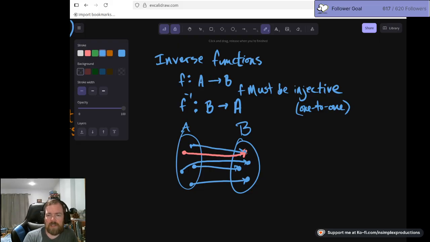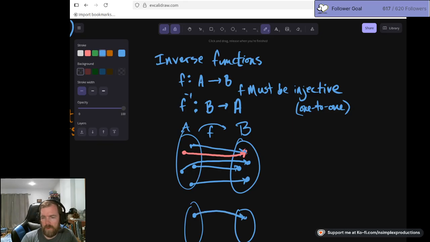But the problem is that if we try to reverse this, again, this being our f, if we try to reverse the process and swap these around, make it set B and set A, then we're going to have one element at the top there, which is then going to map to two separate elements in A. And that is not allowed. Right here, this is a big problem.